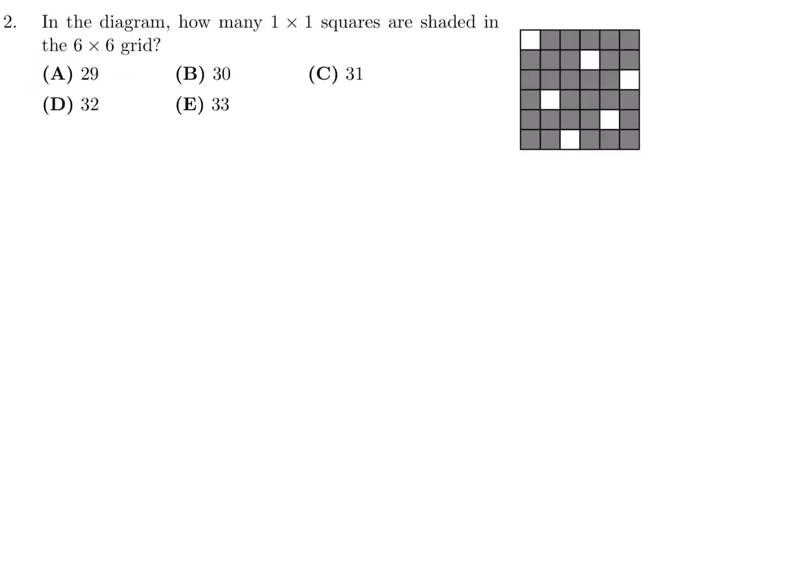In the diagram, how many 1 by 1 squares are shaded in the 6 by 6 grid? Well, you can count them, and when you do, there's 30. Another way of doing this is saying, well, there's 36 in total. There's 1, 2, 3, 4, 5, 6 that are not shaded, and therefore the shaded ones would be 36 minus 6, which is 30. So either way, you come to 30 as the answer for number 2, which is choice B.